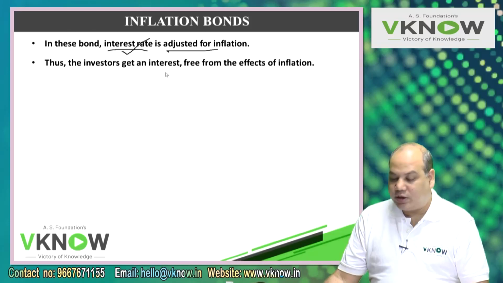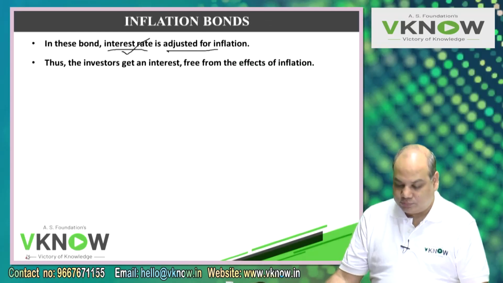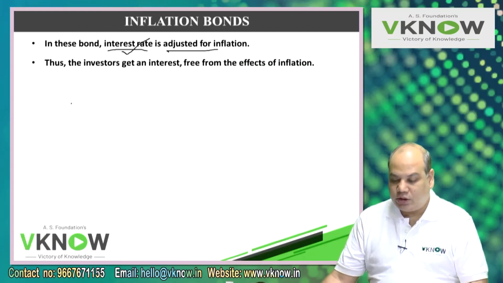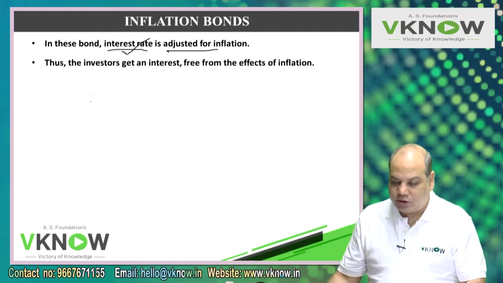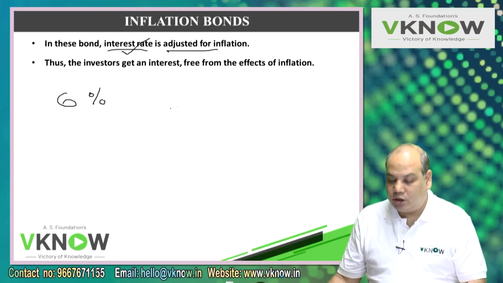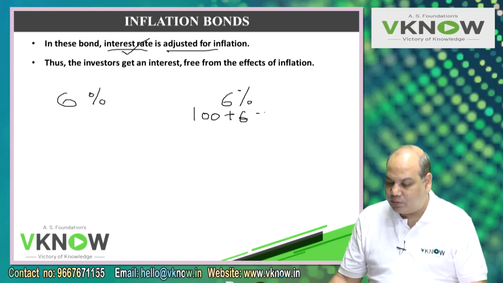Thus, the investor gets an interest which is free from the effect of inflation. In a country like India, inflation rate is very high. So let us say, for example, inflation rate is 6%, and government bond also gives you nowadays 6% interest rate. So you invest 100 rupees, with interest it will become 106 after a year. And inflation is also 6%.